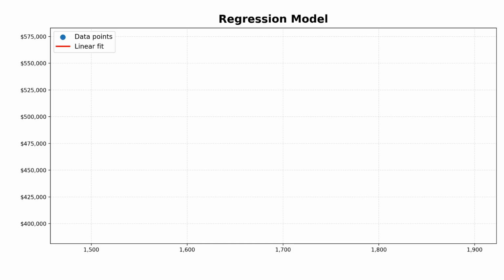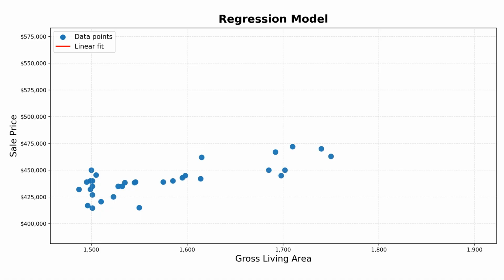Let's start simple. What you're looking at here is price plotted against gross living area. Each dot represents a real sale. Nothing adjusted yet, nothing forced, just the market as it's actually occurred. Before we talk about adjustments or coefficients or formulas, there's always the first step: seeing the data as it exists.